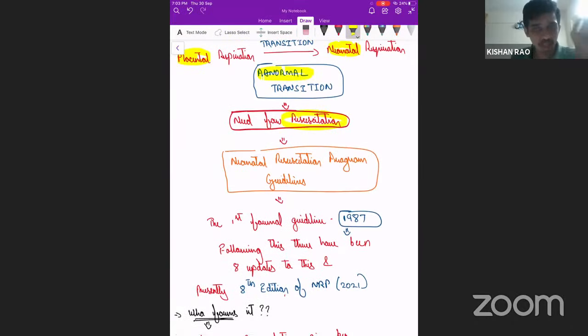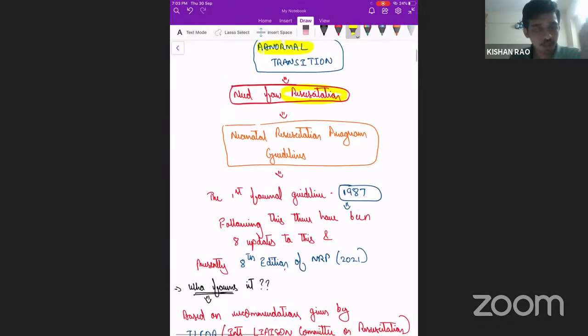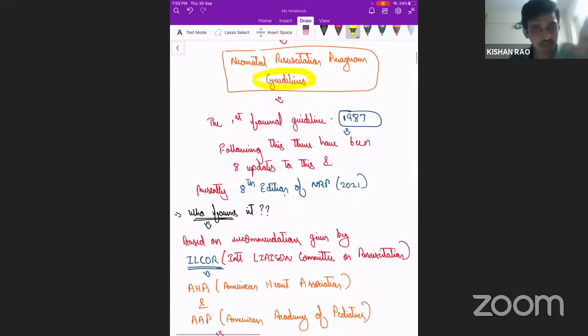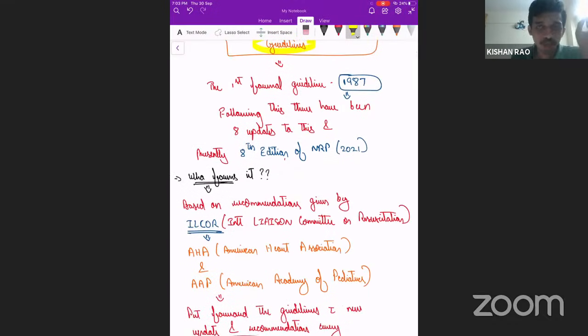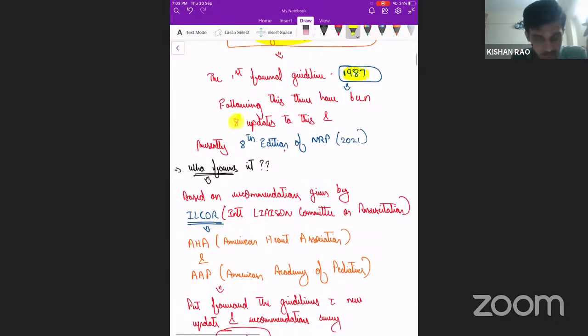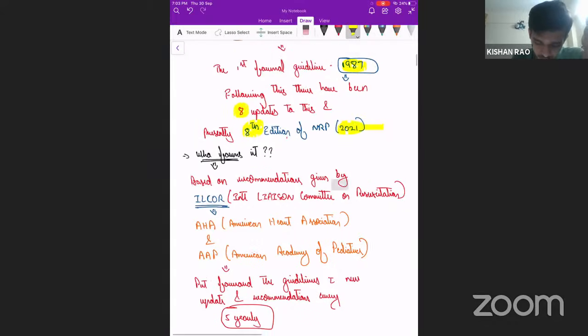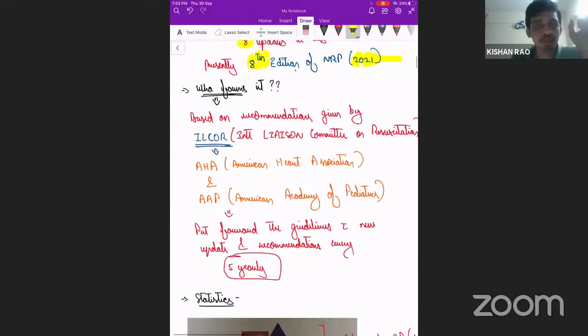Because of this need for resuscitation, the NRP, that is the Neonatal Resuscitation Program, has come up with the guidelines as to how to go about this resuscitation. Coming to some history, the first formal guideline came up long back in 1987. Following this, there have been regular updates, 8 such editions of the NRP book, and presently the 8th edition is current. It was released in 2021.